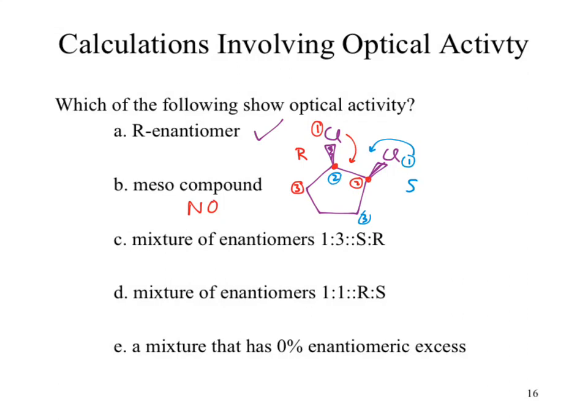This is a meso compound. One of your characteristics of a meso compound, you have to have two chiral atoms. Why do you have to have two? At least two? One is R and the other is S. Every meso compound will follow that rule.